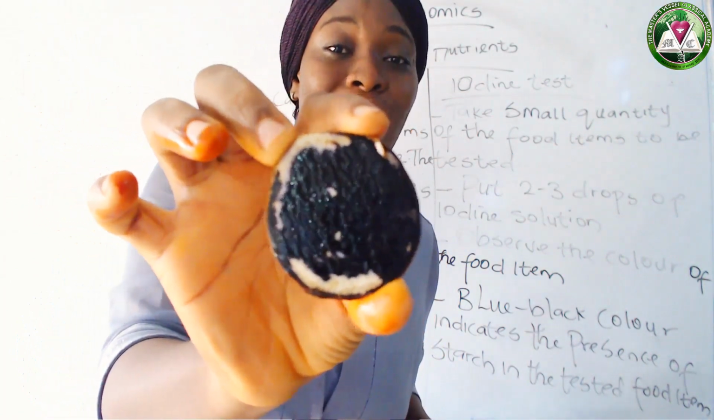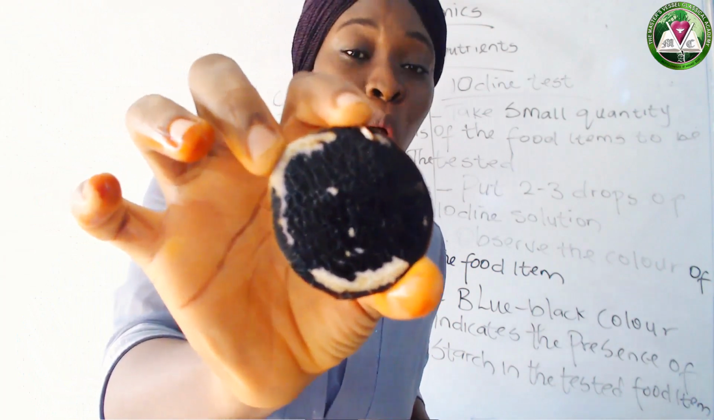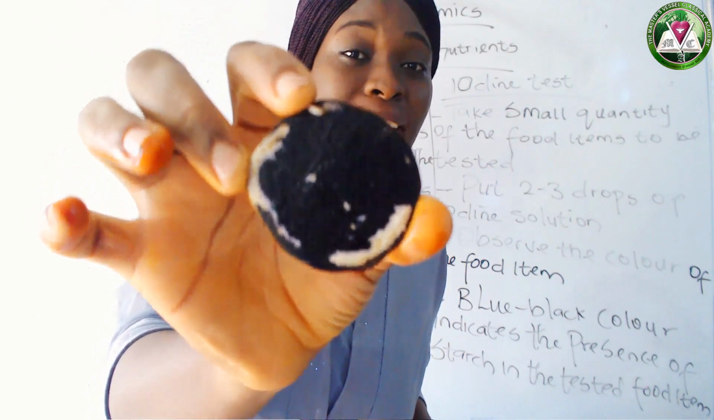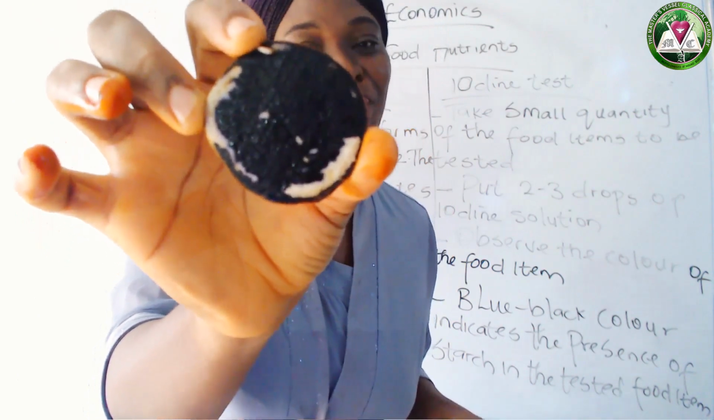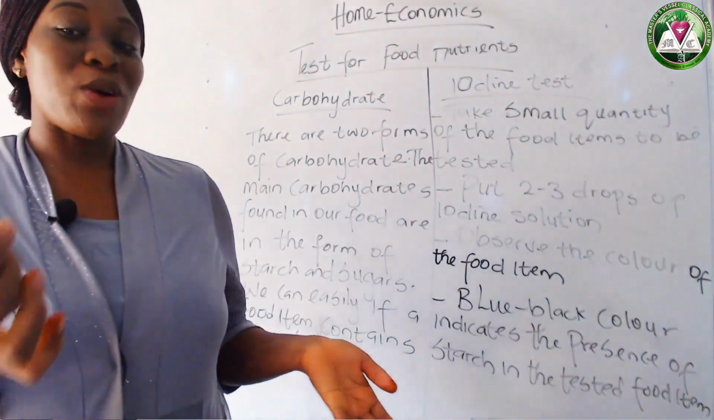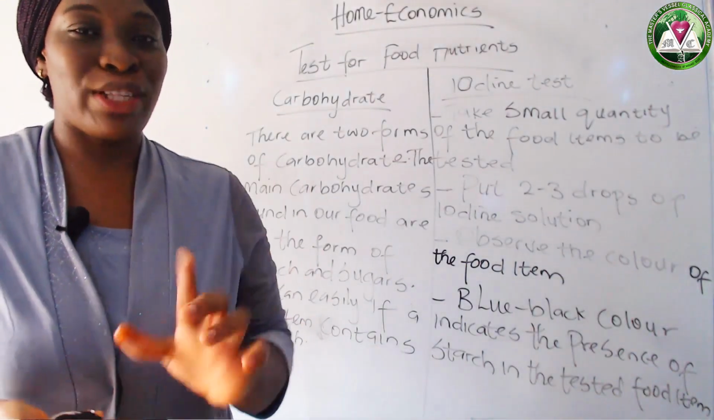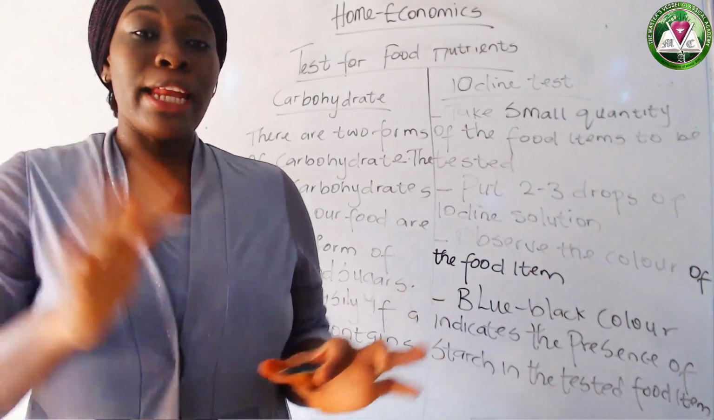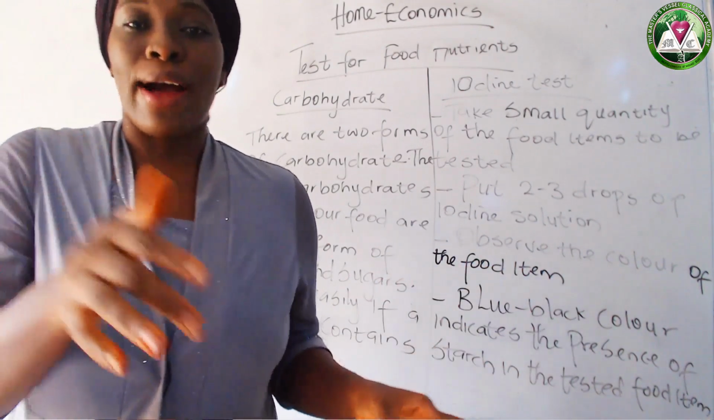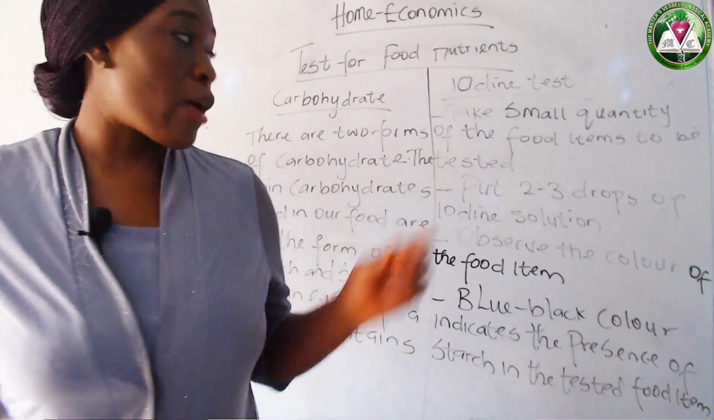Is it blue-black? Or is it just blue? Or is it just black? Have you seen it? That means there is the presence of what? Starch in potato. So you can carry out this test on any of the food items you're suspecting to be a carbohydrate food. So that's for carbohydrate.